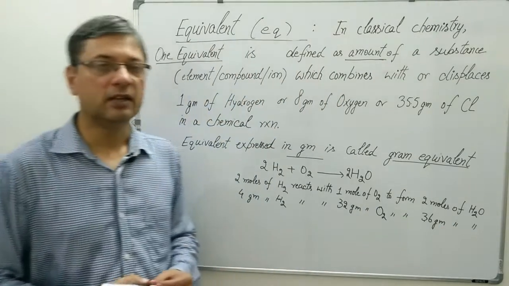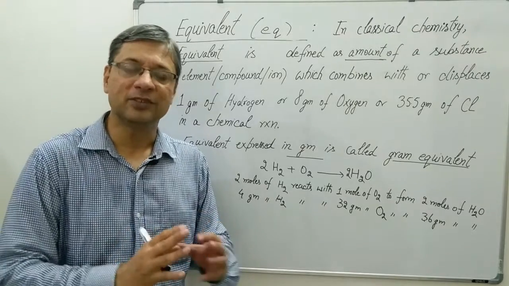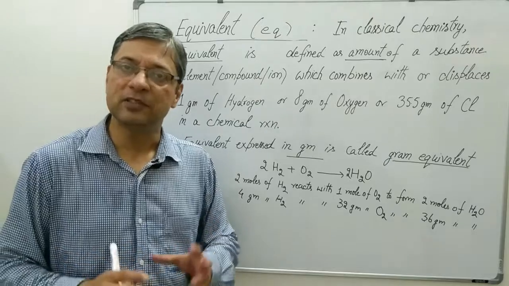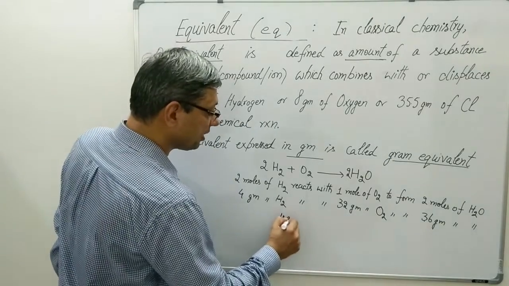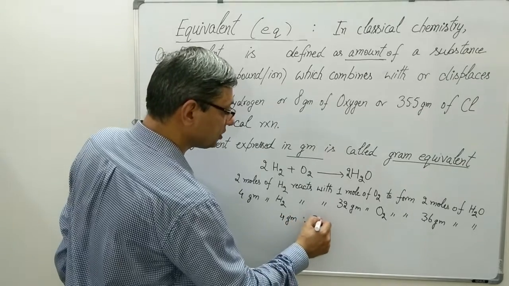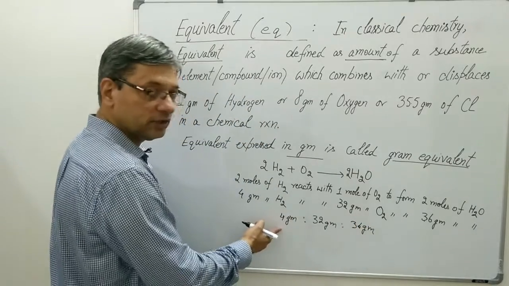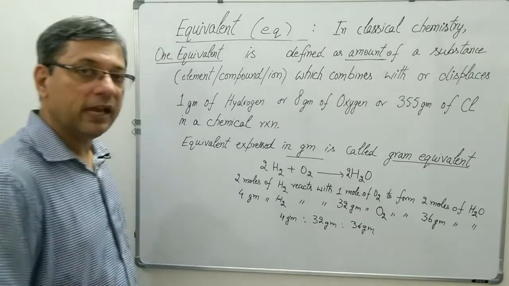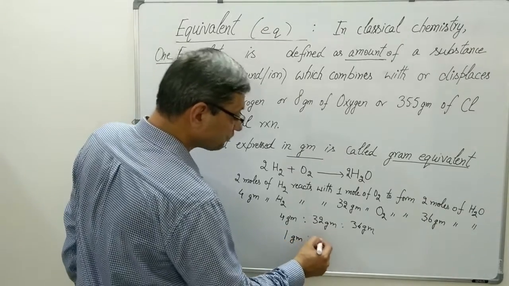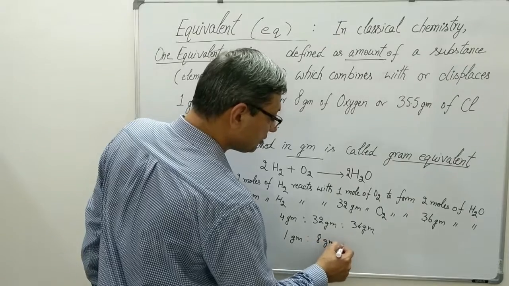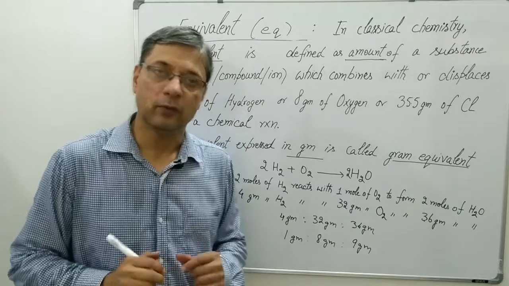By using unitary method, we can find out how many grams of hydrogen will react with how many grams of oxygen to form how many grams of water. Or we can simply take the ratio of their masses, that is 4 grams ratio 32 grams ratio 36 grams. This is hydrogen, this is oxygen, this is water. By simplifying this ratio, I will be getting 1 gram ratio 8 grams ratio 9 grams. I have divided all the terms by 4.